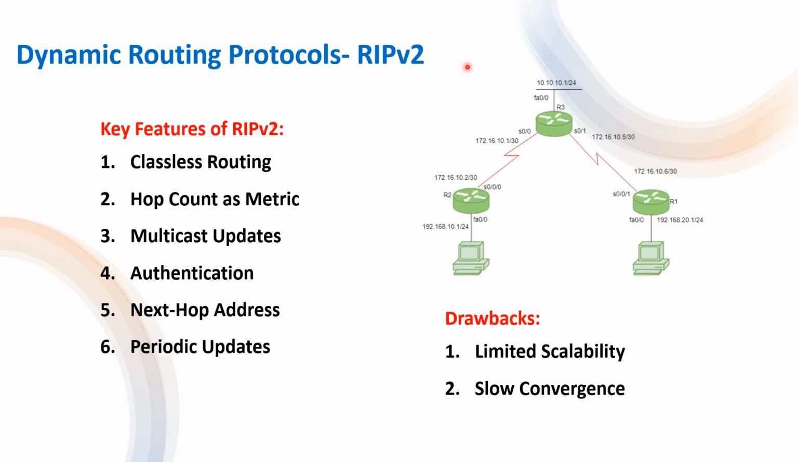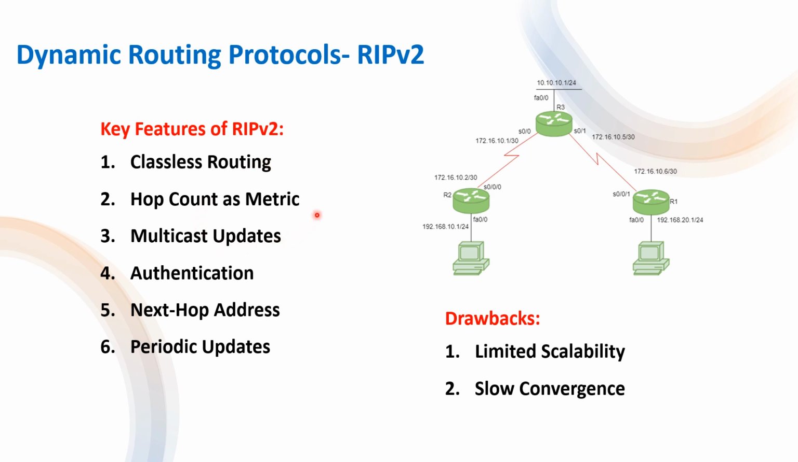RIP version 2 is an enhanced version of RIP version 1, addressing several limitations of the original protocol. It remains a distance vector protocol but includes additional features to support modern networking needs. Some of the key features of RIP version 2 are classless routing. Unlike RIP version 1, RIP version 2 supports classless interdomain routing and variable length subnet masks.